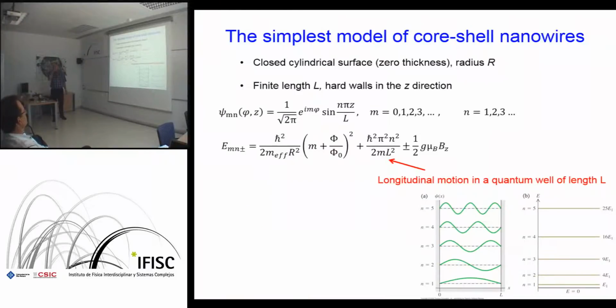Now, the simplest model that we use for these nanowires is a cylinder with zero thickness and a finite or possibly an infinite length. So then we have angular momentum states, which describe the orbital degree of freedom. And then we have the typical sine wave functions corresponding to finite length, with vanishing boundary conditions at the two sides, and the spin term.